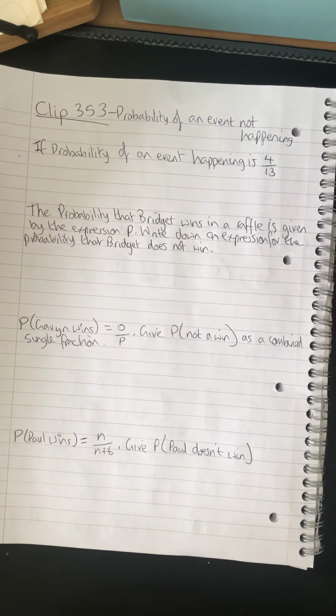So when you're given a question, the key thing you've got to remember is that everything adds up to 1. So if you're given a probability, then to find it not happening, you take it away from 1. So they all add up to 1.